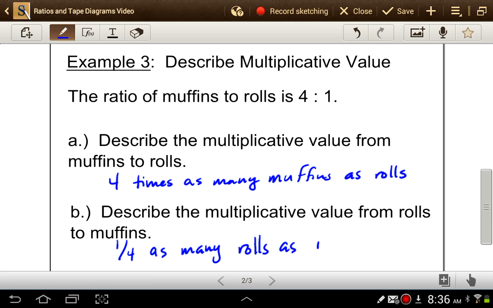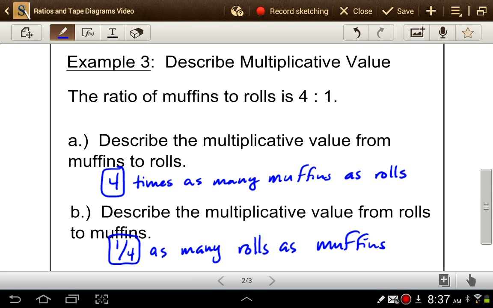as muffins. Okay, so if I have 4 times as many muffins as rolls, that means I have 1/4 as many rolls as muffins. So that's the multiplicative value, because this would be times 4 for our first example in A, and this would be times 1/4 for our second, if I go the other way. Okay, and that's what I want to know at the multiplicative value. How many times do I have of each amount? So in A, I have 4 times as many muffins as rolls. And then in the other one, I have 1/4 as many rolls as muffins.